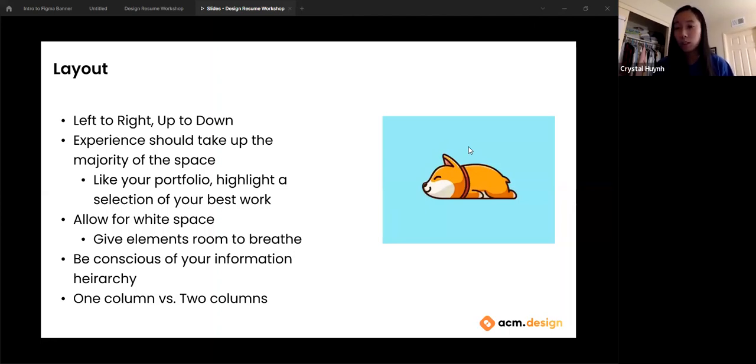But be conscious of your information hierarchy. What do you want the recruiters to see first, then second, then third, etc.? And then, as I did touch on, one column versus two columns. This is up to you, and up to the content that you choose to highlight. And again, we'll go over these examples as well.